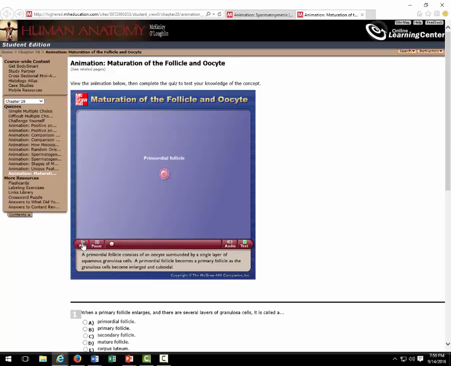A primordial follicle consists of an oocyte surrounded by a single layer of squamous granulosa cells. A primordial follicle becomes a primary follicle as the granulosa cells become enlarged and cuboidal. The primary follicle enlarges, and the granulosa cells form more than one layer. The zona pellucida forms around the oocyte. The structure is called a secondary follicle when fluid-filled vesicles develop among the granulosa cells and a well-developed capsule, or theca, becomes apparent around the granulosa cells.